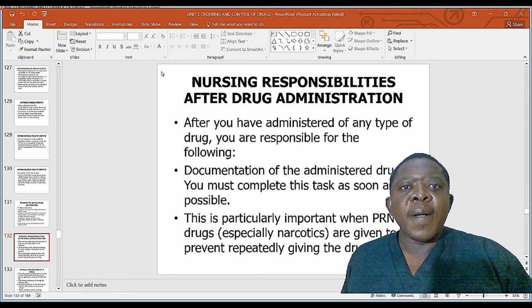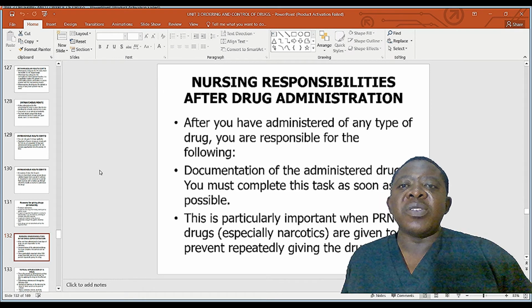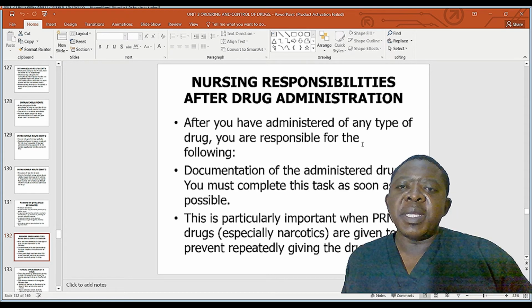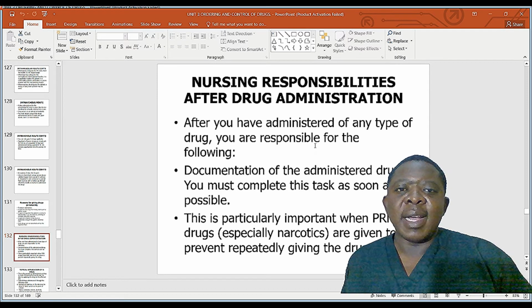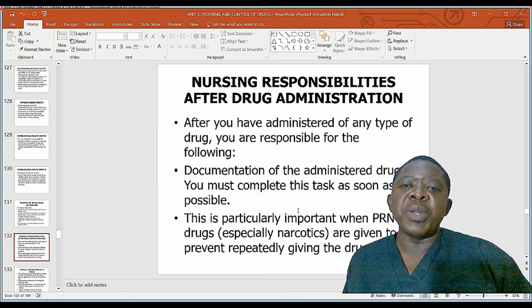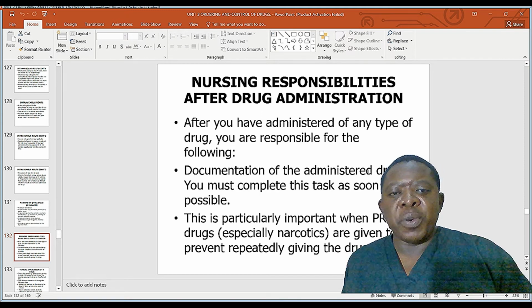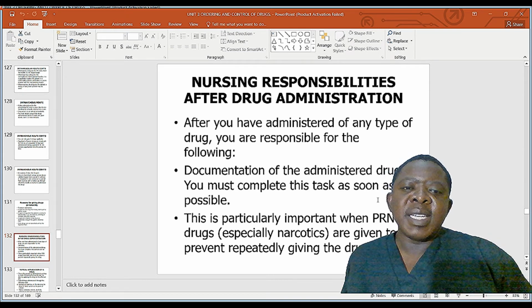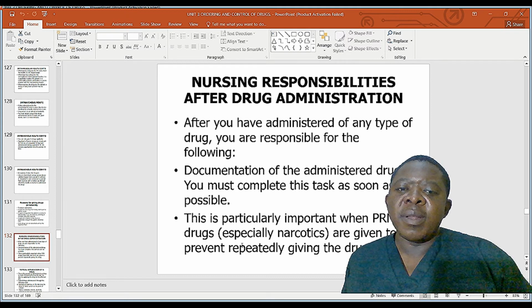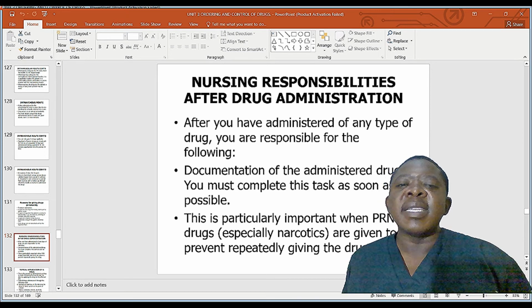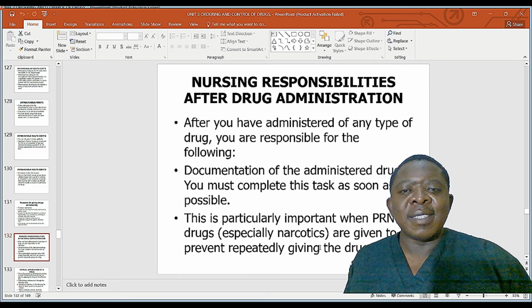Now let us look at nursing responsibility after drug administration. This is in general after drug administration. After you have administered any type of drug, you are responsible for the following as a nurse practitioner. The documentation of the administered drug: you must complete this task as soon as possible. This is particularly important whenever necessary drugs, especially narcotics, are given, to prevent repeated giving of drugs. So documentation, signing for the drug, is very important.